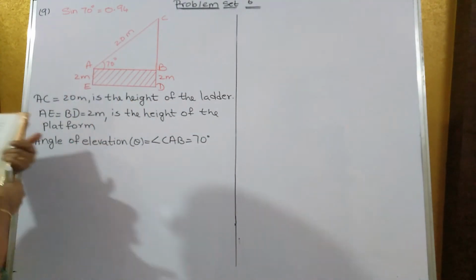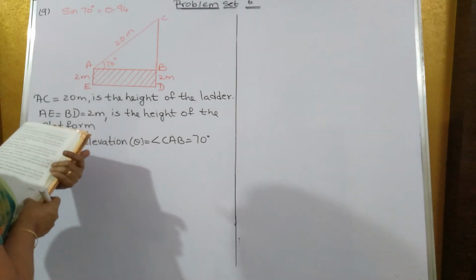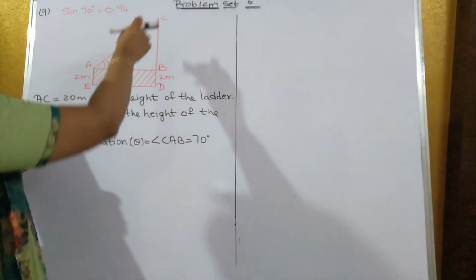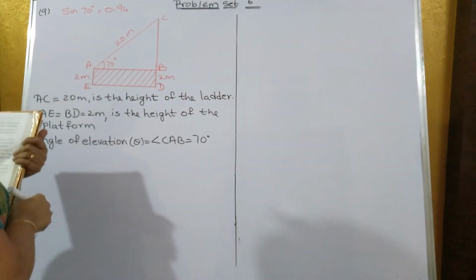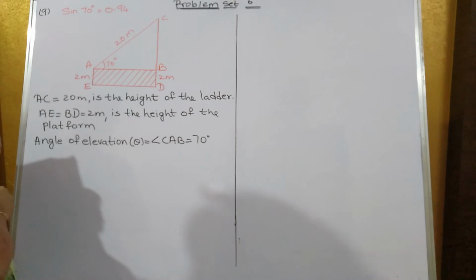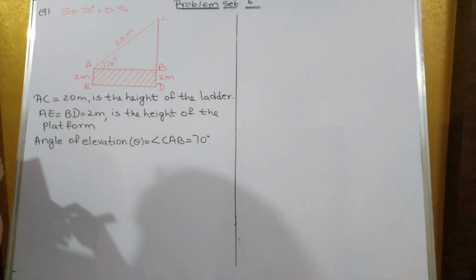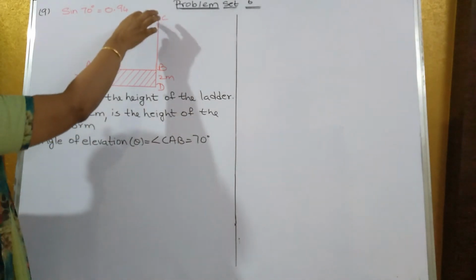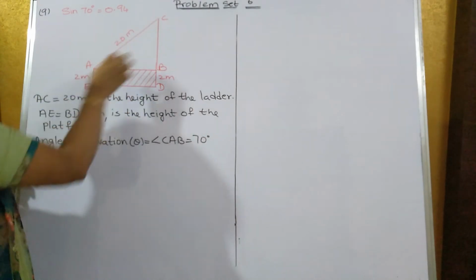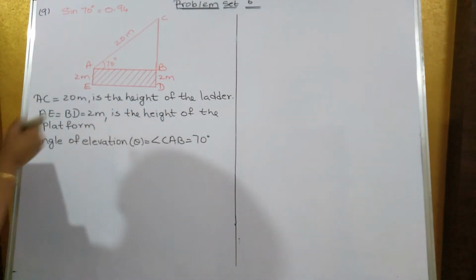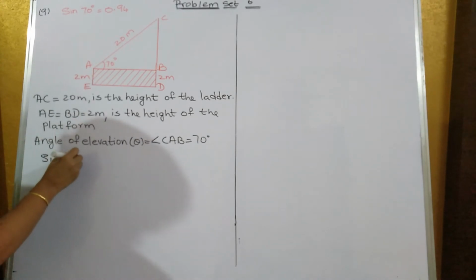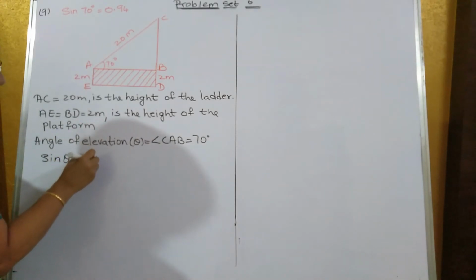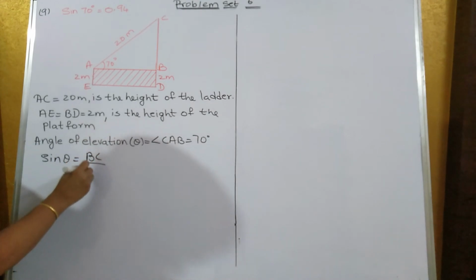So angle of elevation theta, that is angle CAB, is equal to 70 degree. We have to find out the maximum height from the ground. So the maximum height of the ladder from the ground, how far it is away from the ground when it is leaned against the wall. Since the hypotenuse is given and we have to find out the opposite side, we have to use sine theta. So sine theta is equal to opposite side BC upon AC.